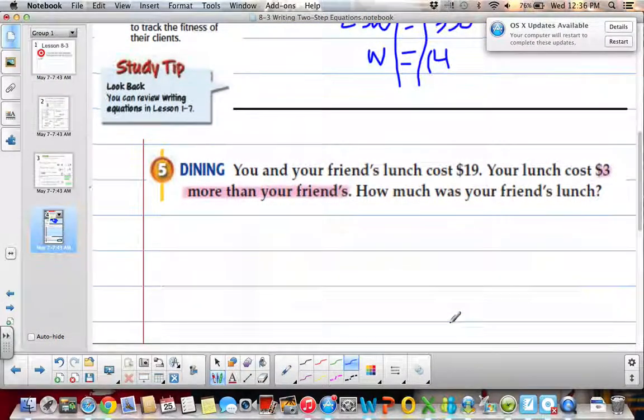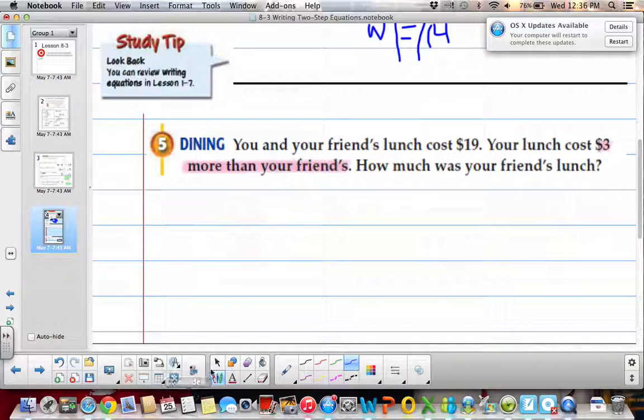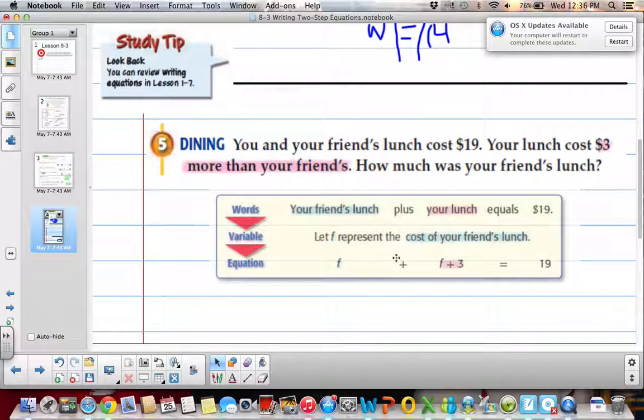You and your friend's lunch cost $19. Your lunch costs $3 more than your friend's. How much was your friend's lunch? So F represents the cost of your friend's lunch. Your lunch is 3 more than your friend's lunch. So here's your friend's lunch, and you're just adding 3. The total cost is 19.